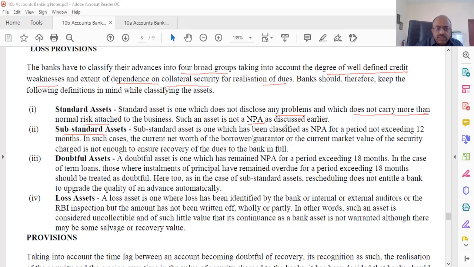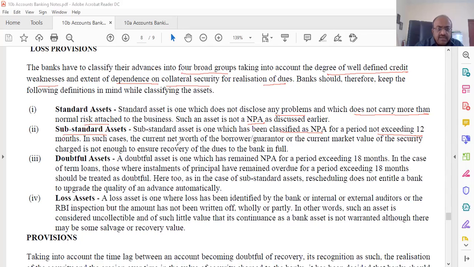Substandard asset. A substandard asset is the one which has been classified as non-performing for a period not exceeding 12 months. That means it cannot stay more than 12 months in a substandard category, maximum 12 months. It becomes NPA on a particular date. What is the classification, how to do that, we'll look at it later. But once it becomes an NPA, it can stay in substandard for only 12 months.